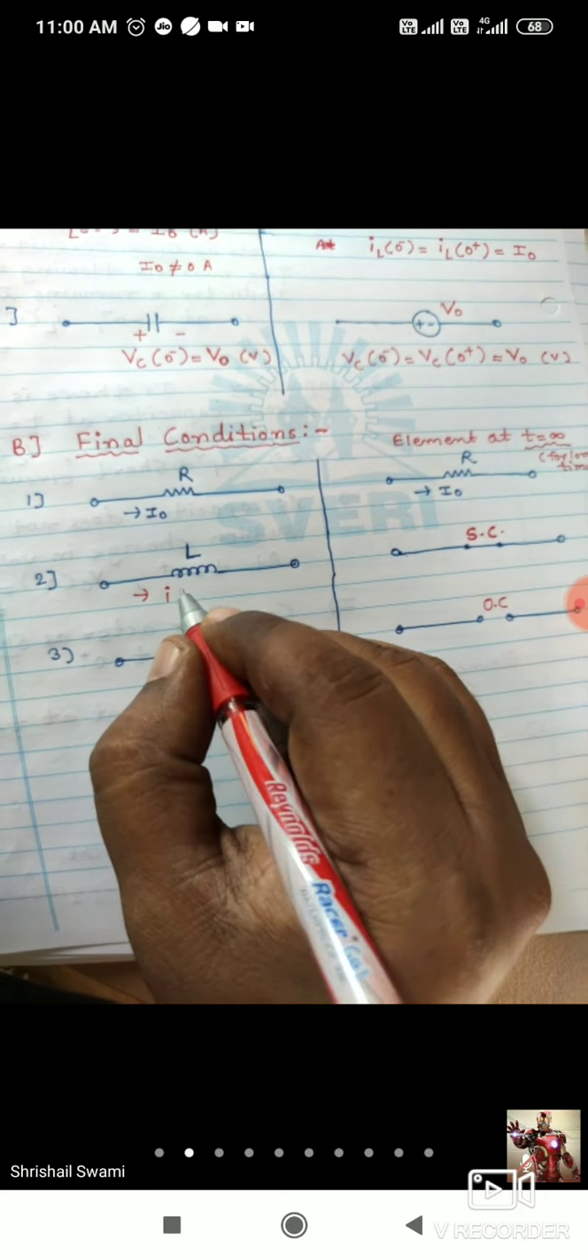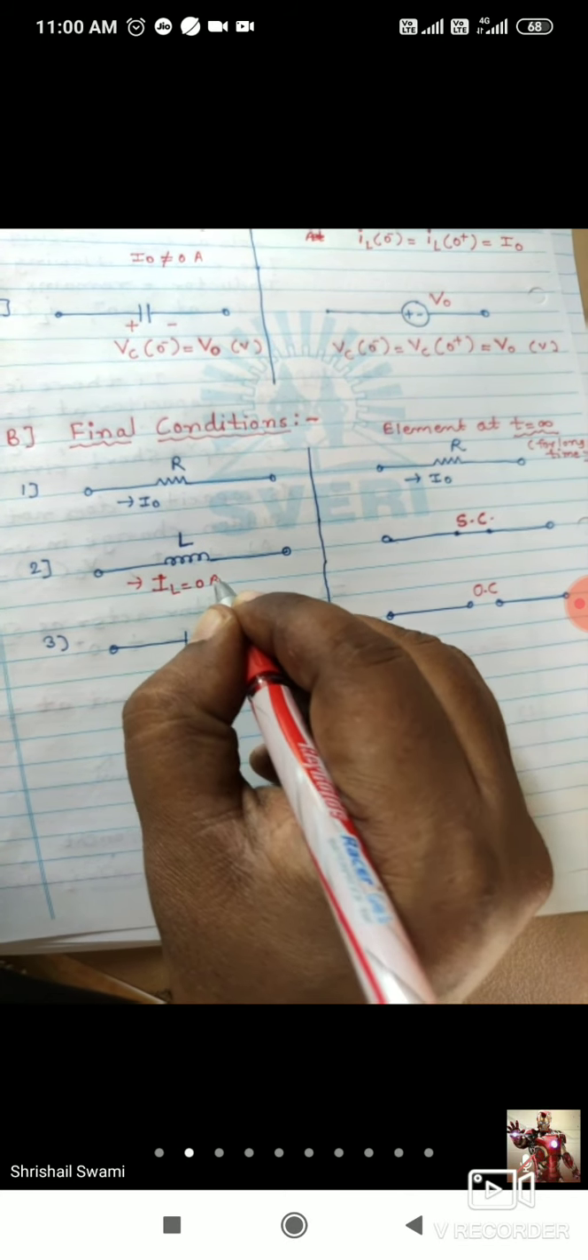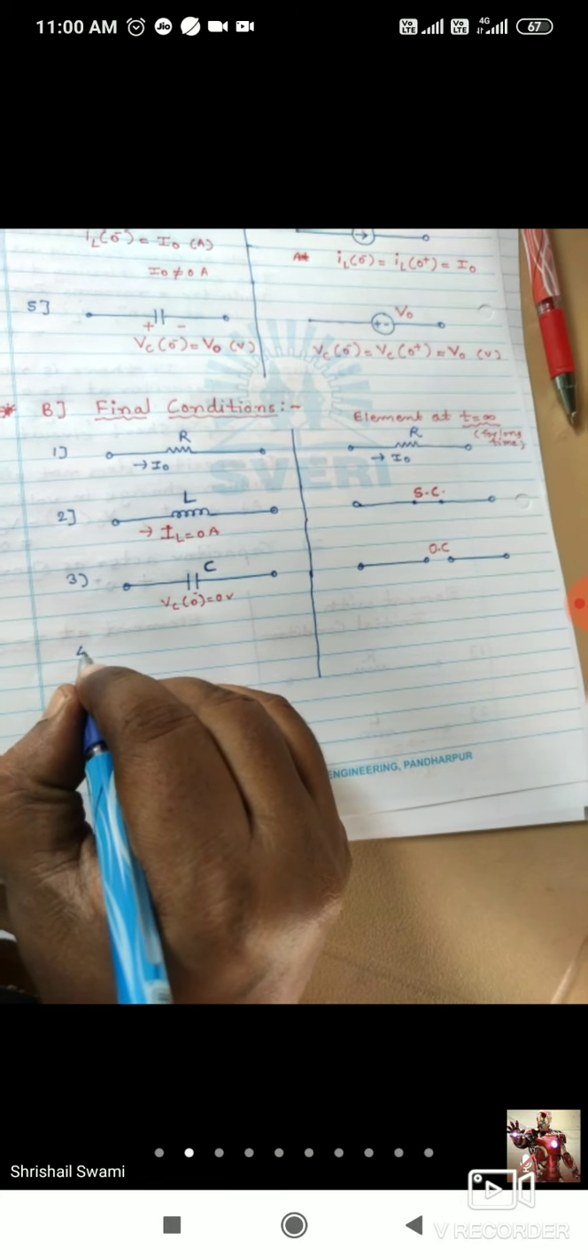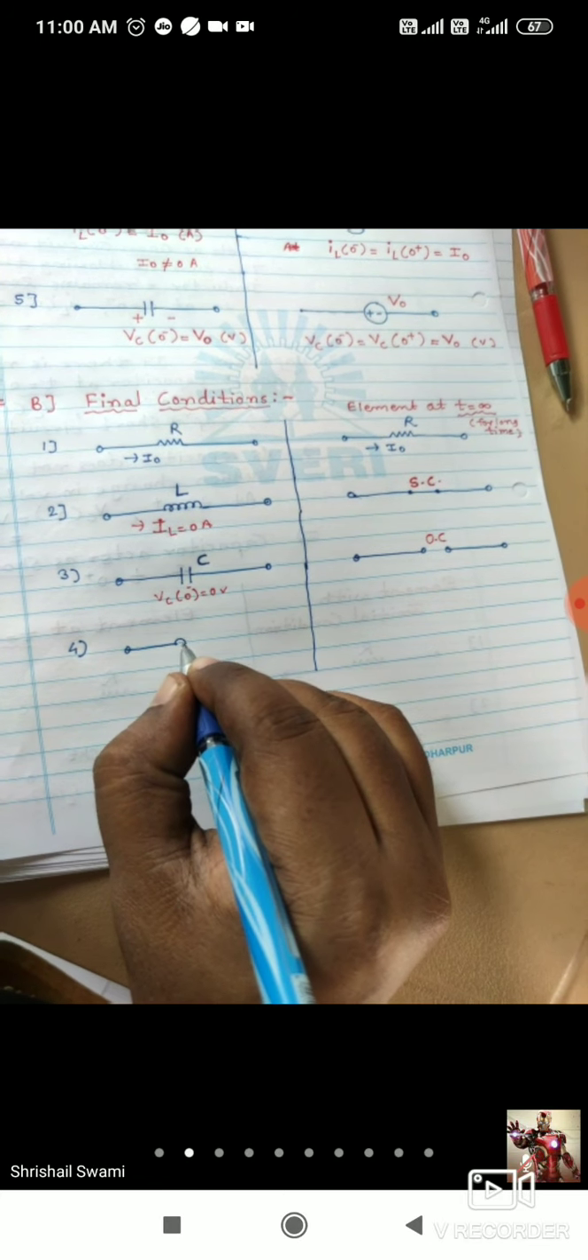So in this case, current passing through the inductor, IL, is 0 ampere, and voltage across the capacitor is 0 volt. So for a long time it will act as a short circuit and an open circuit. Now if some current is there which is passing through the inductor, then what will be the status?